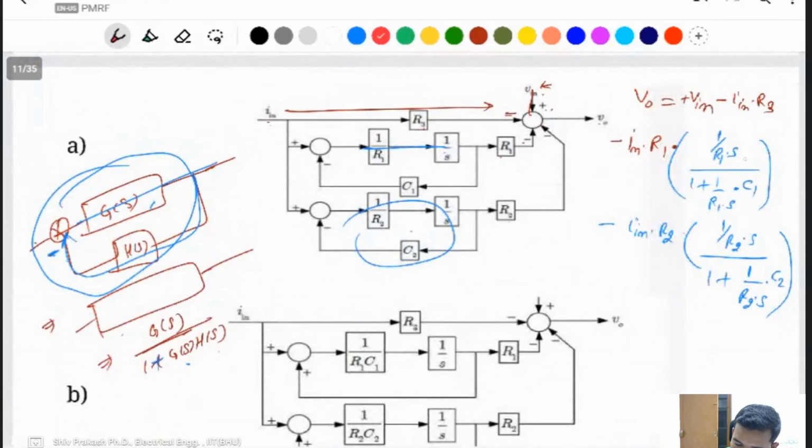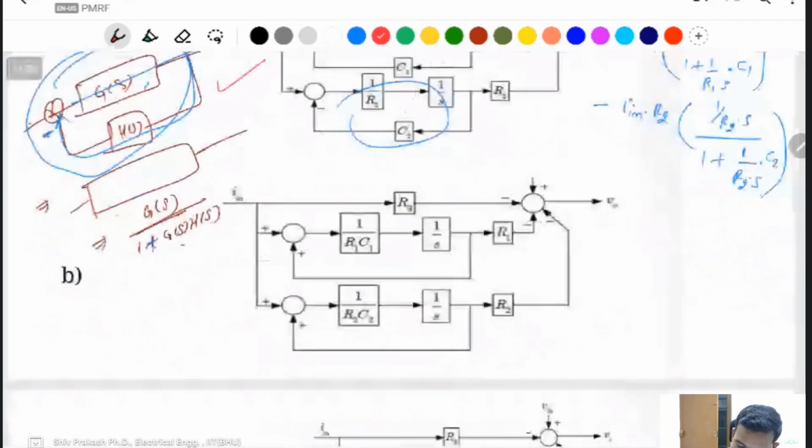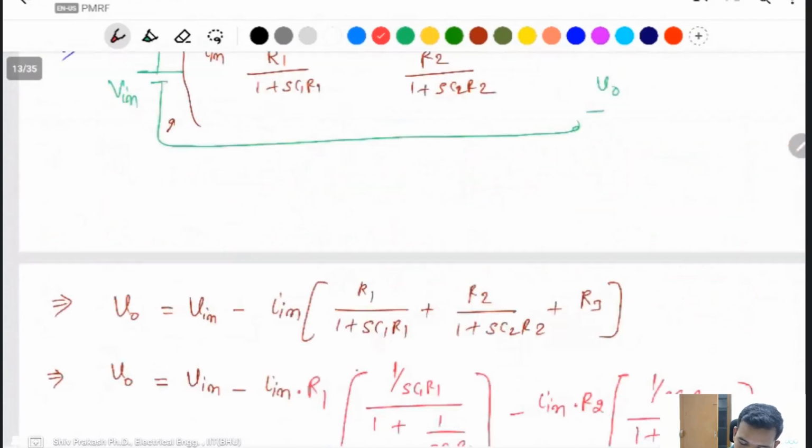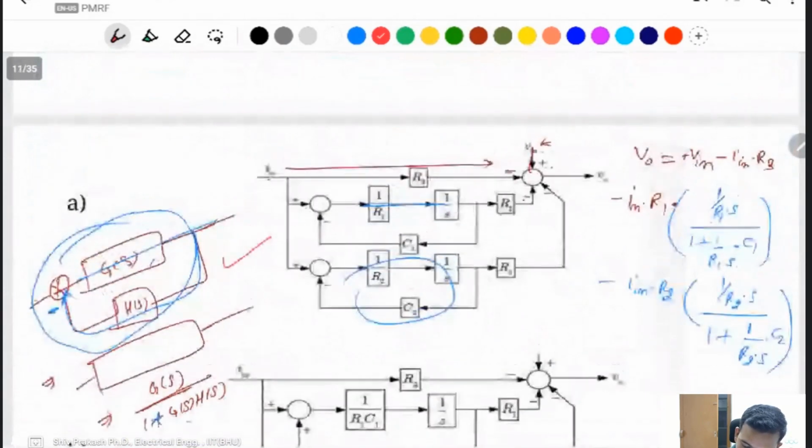But in option 1, the block reduction is 1 by R1 into S divided by 1 plus 1 by R1 into S into C1. It does not look like that system, like 1 by S C1 R1 over 1 plus S C1 R1. So it does not match. That's why this is not correct.